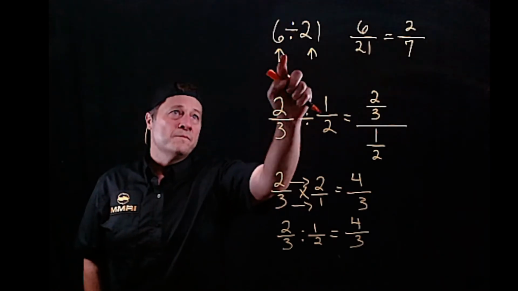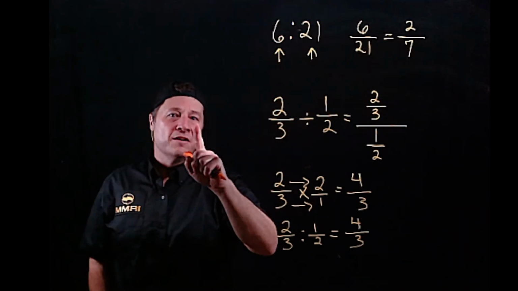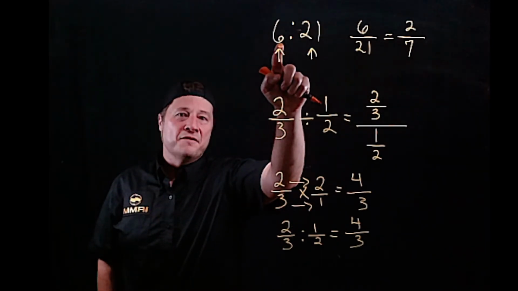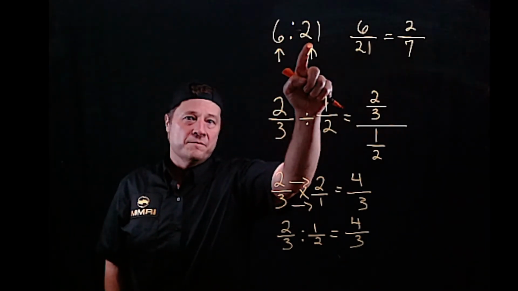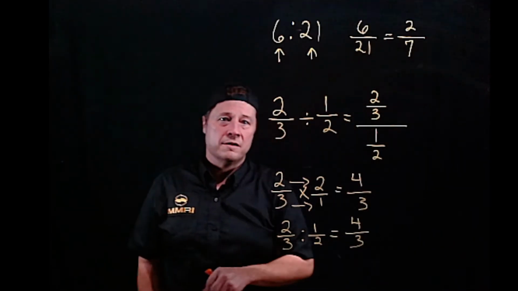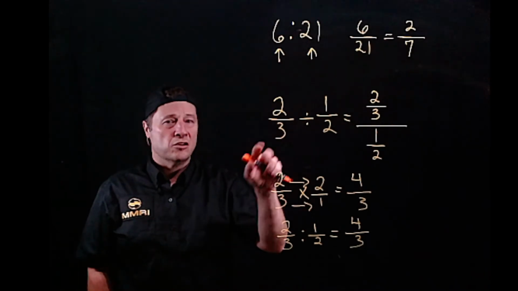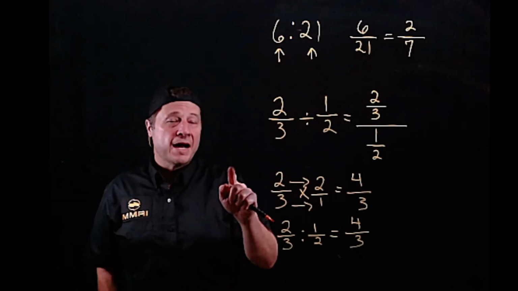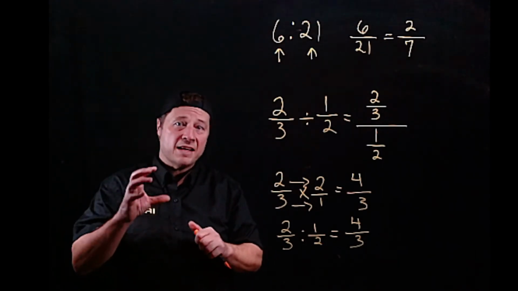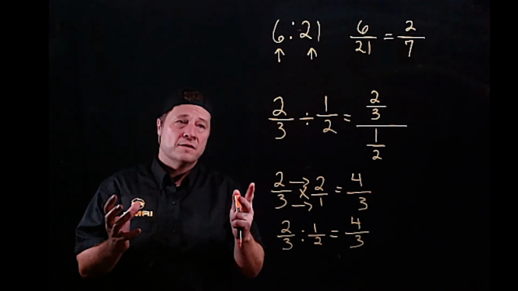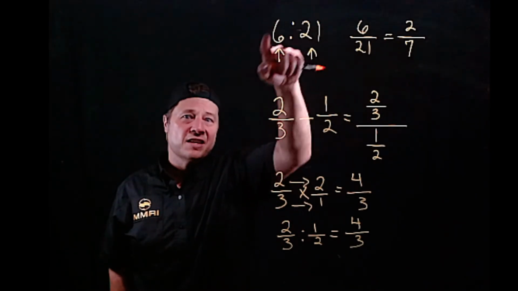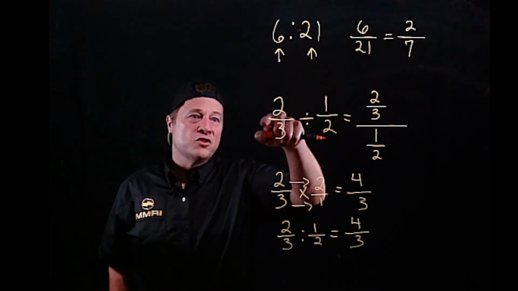A ratio is the comparison of two like quantities. So I'm comparing this to this, and I can rewrite it as a fraction, and I can reduce it to its lowest terms. But a ratio doesn't have to be a whole number, right? I can compare two fractions, and this is what we did here. The 2/3 replaces the 6 in this case, okay?